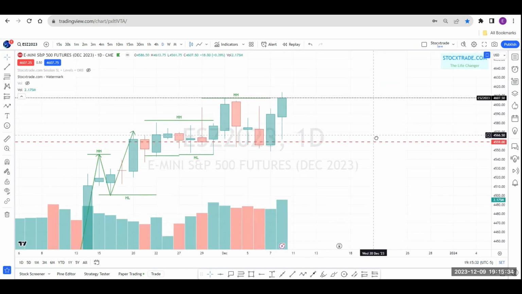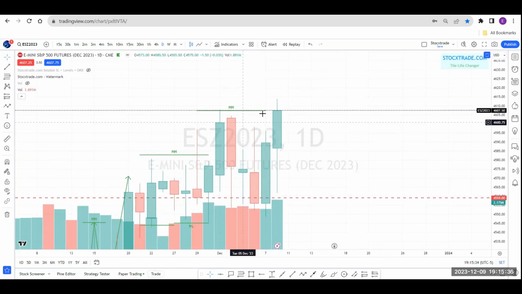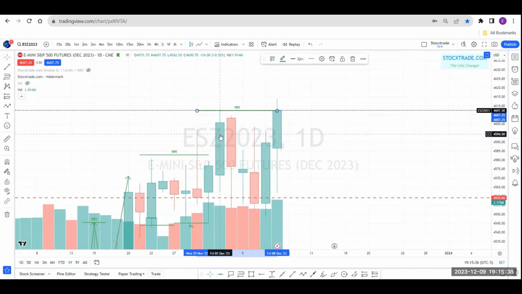So, if you see this candle, your high is what? Your high is 4607.75. And this one is opening at 4613. So you have your higher high here.